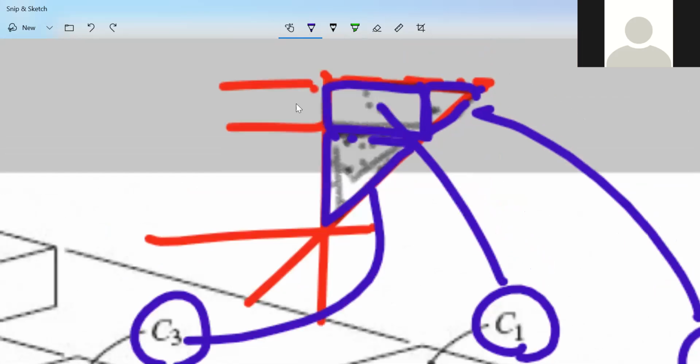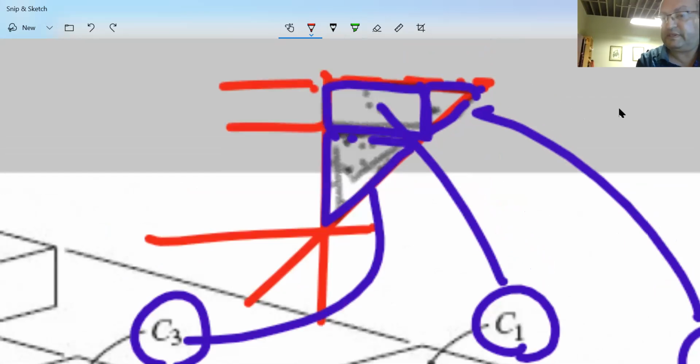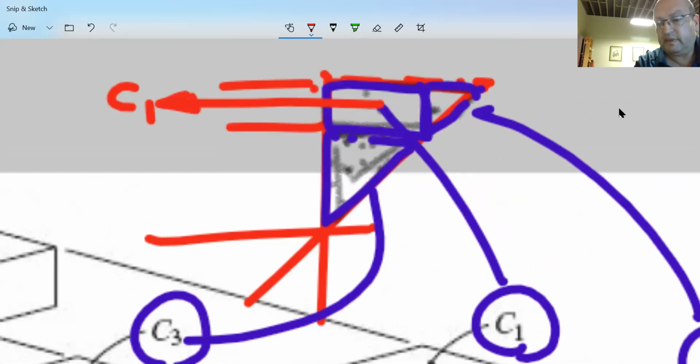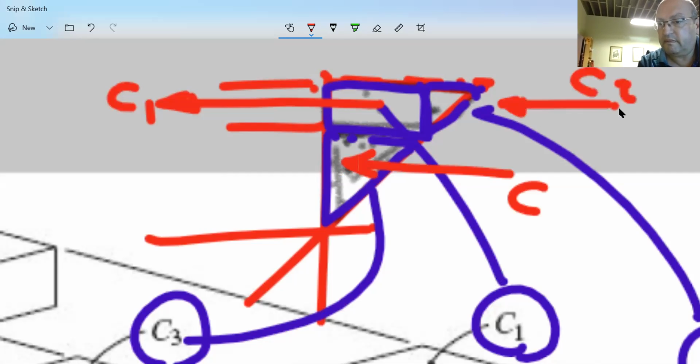Okay, good. So now I need to put 3 forces. Where's the first force, C1? It's going to be right in the middle here. Now, where is your C2? C2 is going to be for this triangular shape. It's going to be right here. Where is C3? It's going to be right here. So number 1, I'm taking this compression force divided into 3 forces.